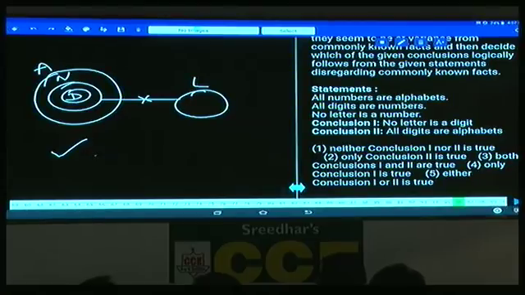All digits are alphabets, isn't it? Now these are the digits and these are the alphabets. All digits are alphabets, definitely true. Then coming to the first one, no letter is a digit. Now this is what? No letter is a digit. This is a negative conclusion.